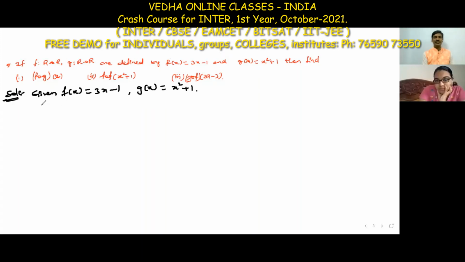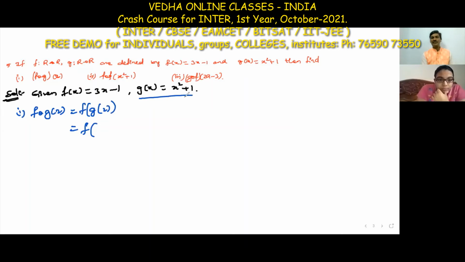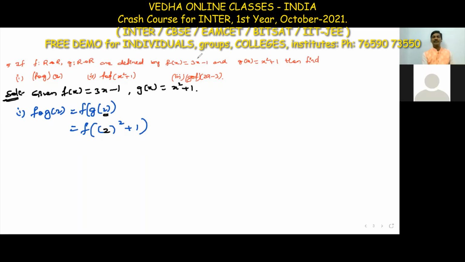Now I am substituting, finding the first one. Here f circle g of 2. Already we know how to find this. If we expand, it is f of g of 2. What is g of 2? Take the g of x function, that is x square plus 1. What is x here? x is nothing but 2. So write 2 here. Now this value is f of 2 square is 4 plus 1, that is 5.